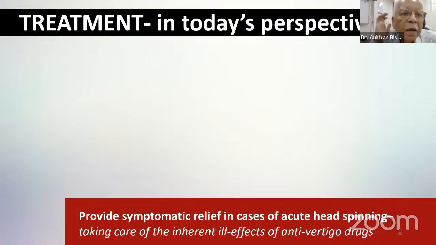Treatment in today's perspective: the first thing is to provide symptomatic relief in case of acute head spinning, taking care of the inherent ill effects of the anti-vertigo drugs. All the anti-vertigo drugs have severe inherent ill effects. They have too many adverse effects, and secondly, they jeopardize the vestibular compensatory mechanism. Keeping this in mind, you have to be very conservative and very discriminatory in prescribing the vestibular sedatives.